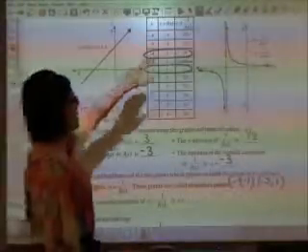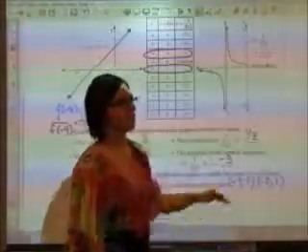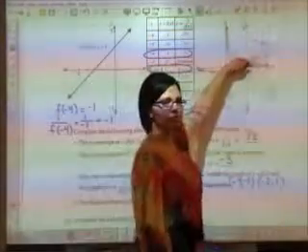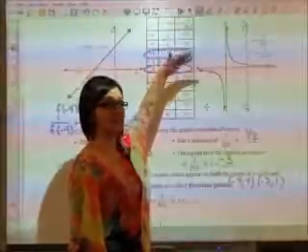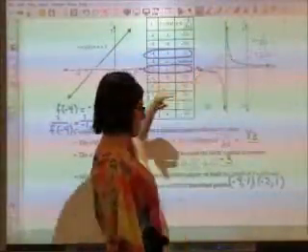The other thing that you might notice about this graph is, in addition to this vertical asymptote, there's also a horizontal asymptote. Where's the horizontal asymptote? At 0. It's the x-axis, which as an equation would be y equals 0.